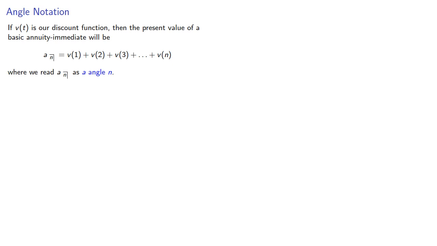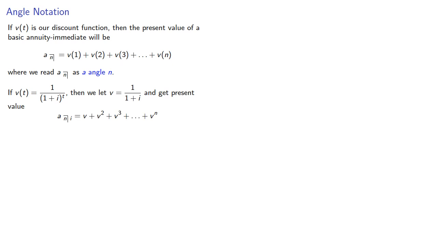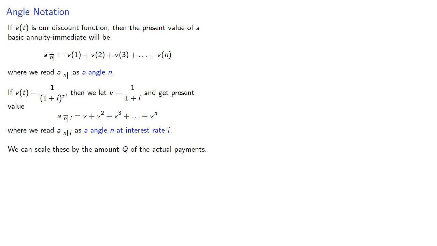Now, our most commonly used discount function is the reciprocal of the t-th power of 1 plus the interest. So if we're using that, we'll let v equal this reciprocal, and we can express our present value, where we read this notation as a angle n at interest rate i. And then we can scale these by the amount Q of the actual payments.